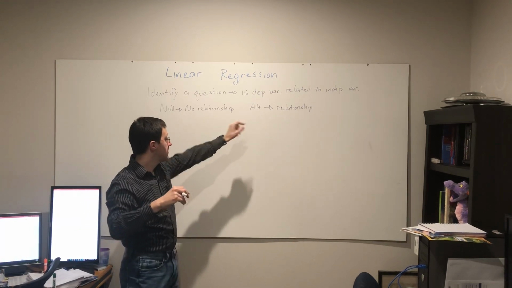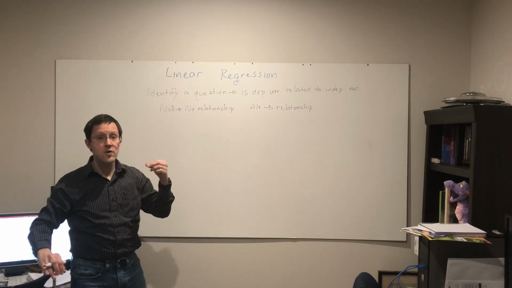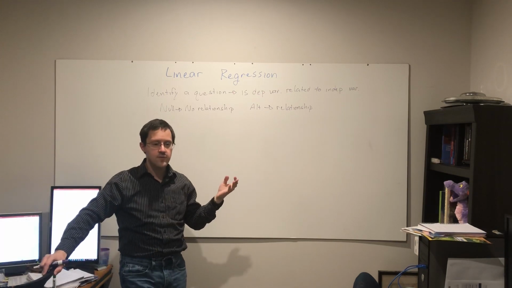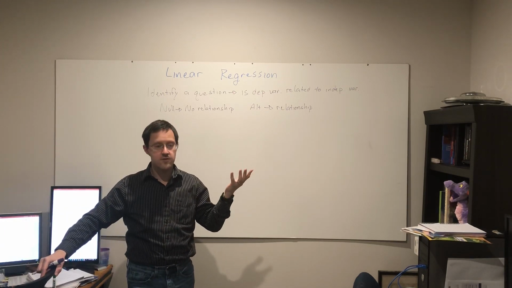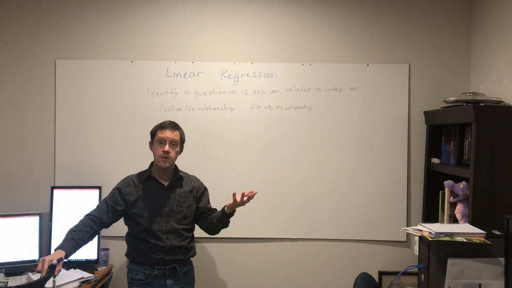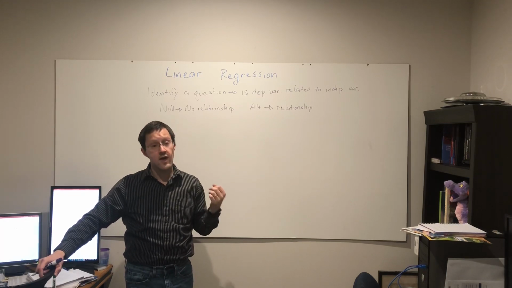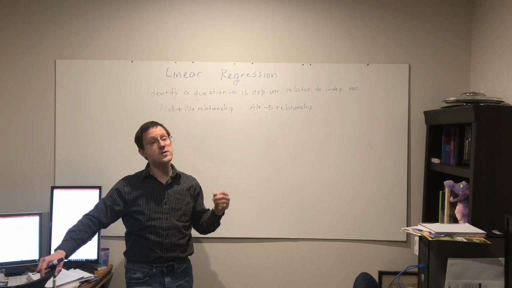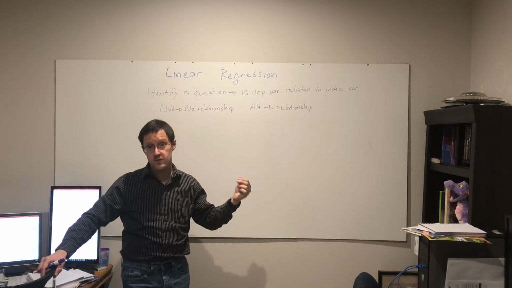Notice here, the alternative hypothesis could be a positive relationship. As one goes up, so does the other, education and income. Or it could be inverse. As one goes up, the other goes down, income versus poverty.